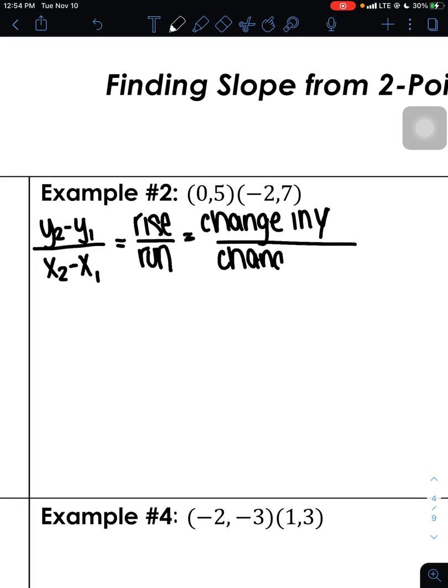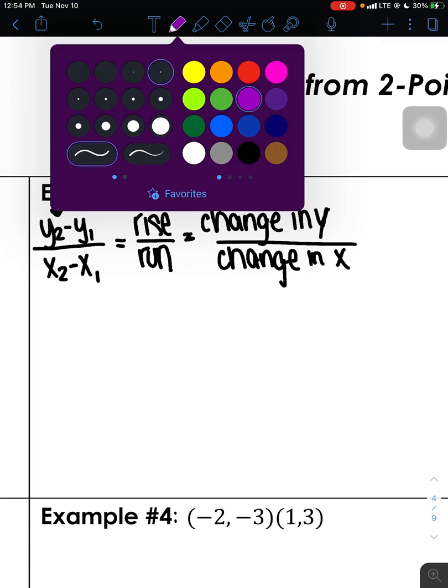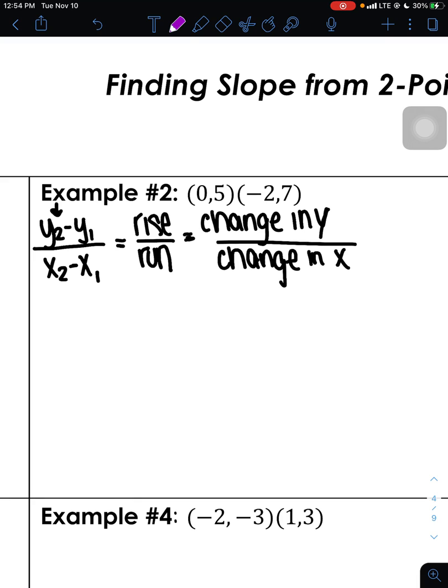Some people say the change in y over the change in x. But for this problem, we're gonna stick with this way: y2 minus y1 over x2 minus x1, because that's just going to make it really easy for us to plug in. But note that these are all equivalent expressions. So I'm actually going to label this point 1. These are points. This is going to be point 1. This is going to be point 2.